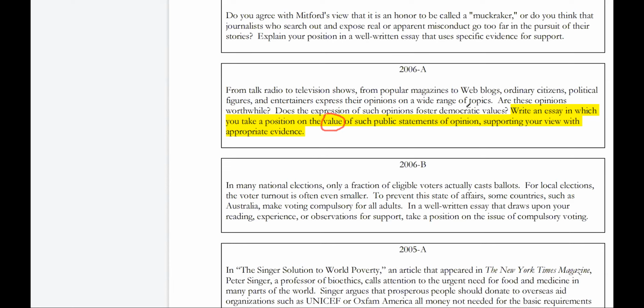All right, so this prompt is a true, false, because if we plug in whatever statement we were told earlier, here it is: are those opinions worthwhile? Yes, these opinions are worthwhile, and then we need to prove why. And does this expression foster democratic values? Oh yeah, it does foster democratic values. So we cannot prove this statement correct or the other way around. But we are not arguing on the topic of whether we should allow this public opinion to continue to be expressed through the public media. We're not arguing about that.